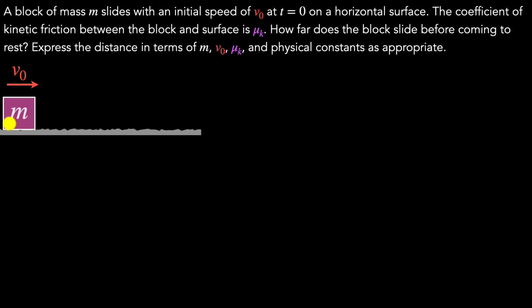Because there's a force of friction, we would expect the block to slow down and then eventually come to a stop, right? So the question is, how far does it slide before coming to a stop? How do we do this?